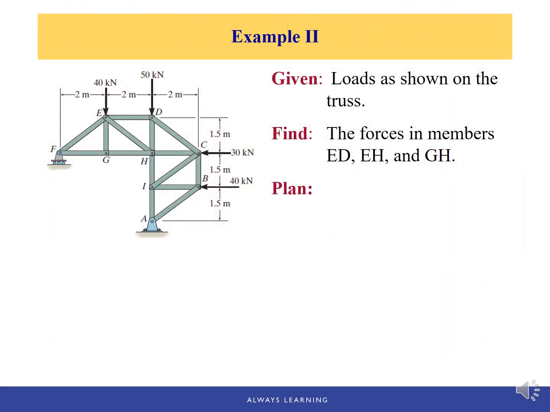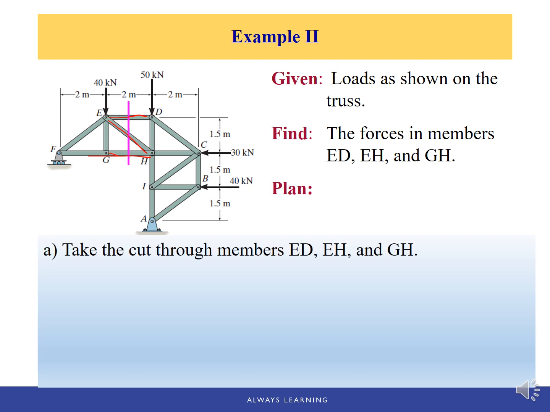Example 2, we're given the loads as shown on this simple truss structure. And we're looking for the forces in members ED, EH, and GH. So 3 members. That means we're going to use the method of sections. So first, we're going to run a cut through the members we are solving for, ED, EH, and GH.